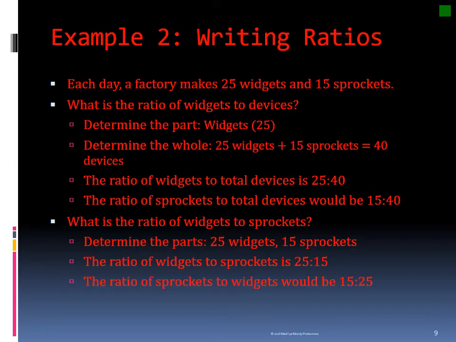And conversely, if I wanted to know sprockets to widgets, that would be 15 to 25. Because again, in ratios, order is important. Order matters. The first quantity in the information or in the setup of the quantities is the first quantity in the ratio itself.